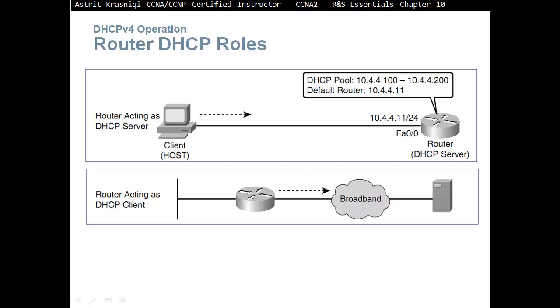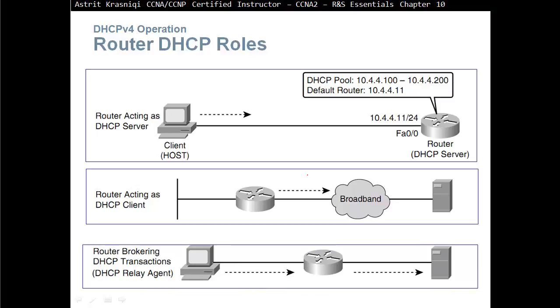Imagine, think of it at home. You have a router that goes to the internet, and that router leases IP addresses to your client machines at home, like a laptop, TV, PlayStation, or whatever you have there. Now the router at home is a client to a DHCP server at your ISP. So again, the role of the router could be as a DHCP server, or as a DHCP client, or the router could be acting as a DHCP relay agent.